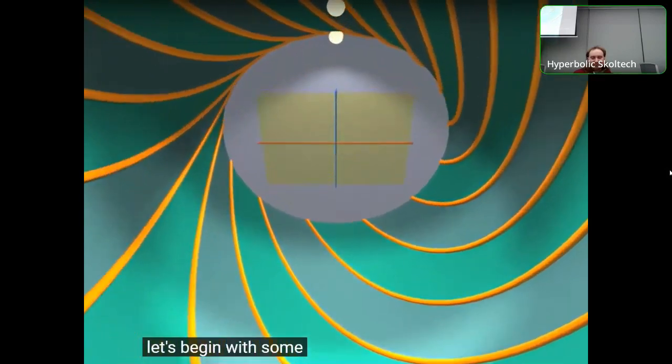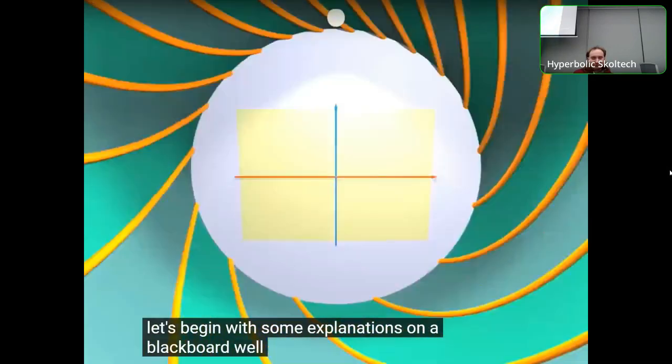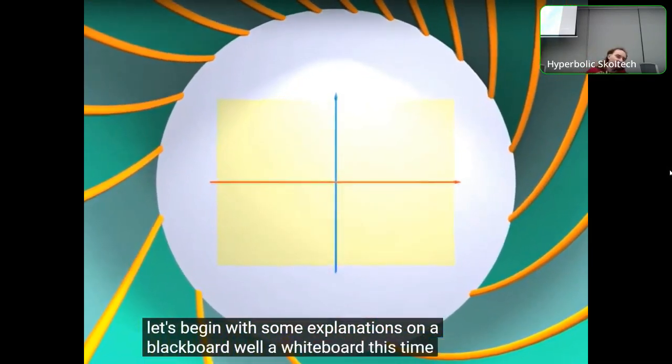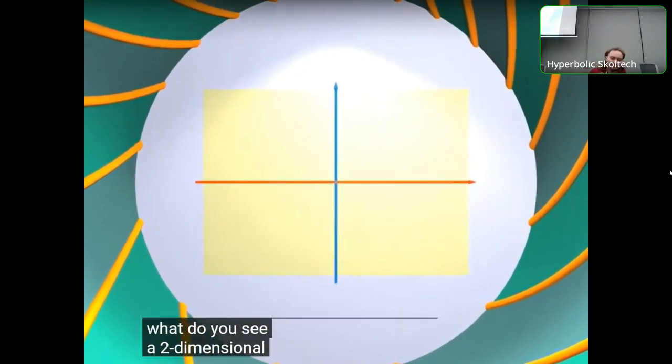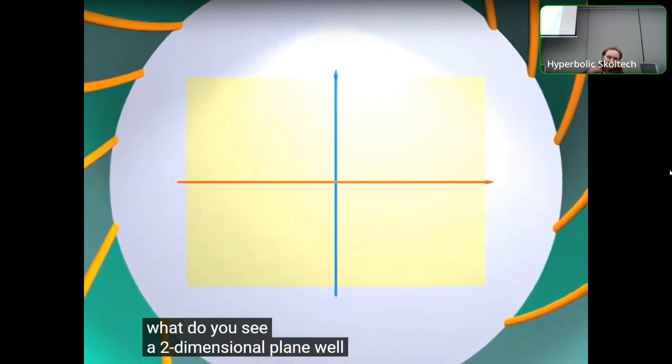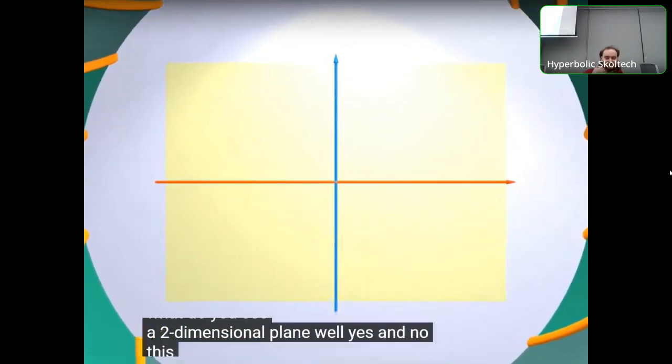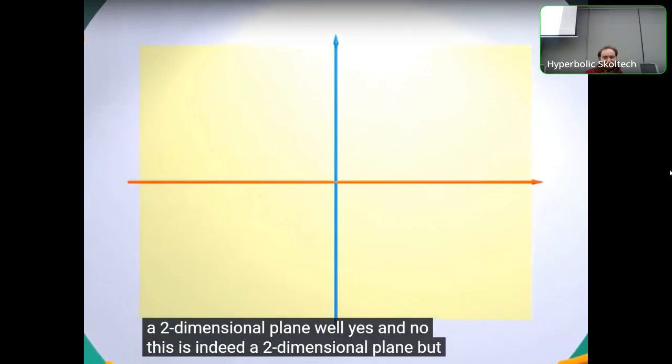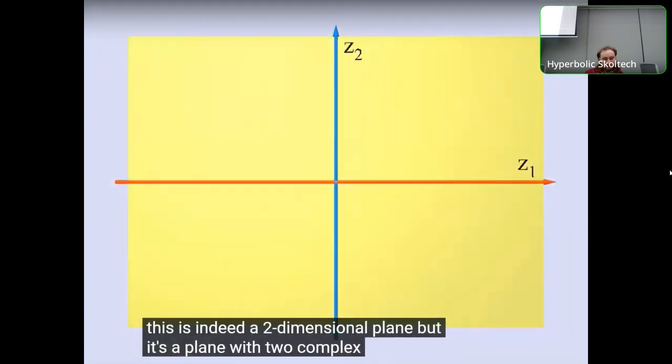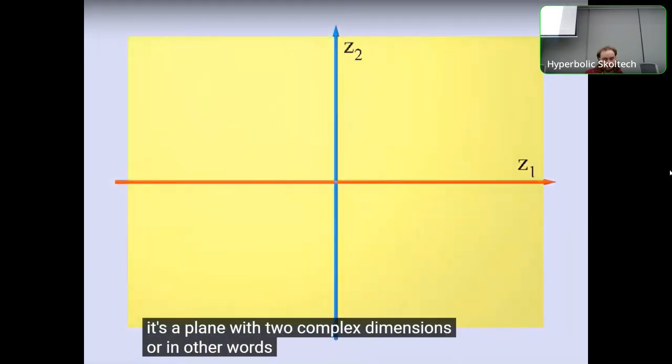Let's begin with some explanation of a black hole. Well, a white hole this time. What do you see? A two-dimensional plane? Well, yes and no. This is indeed a two-dimensional plane, but it's a plane with two complex dimensions, or in other words, a space with four real dimensions.